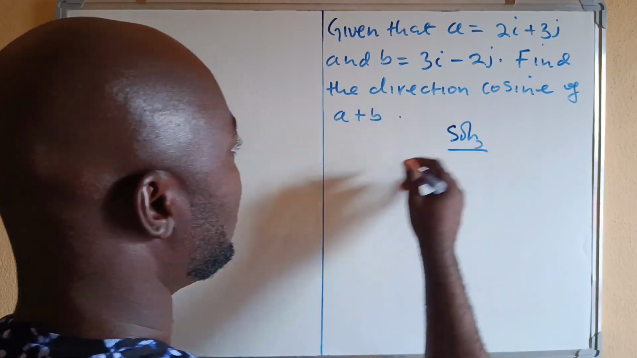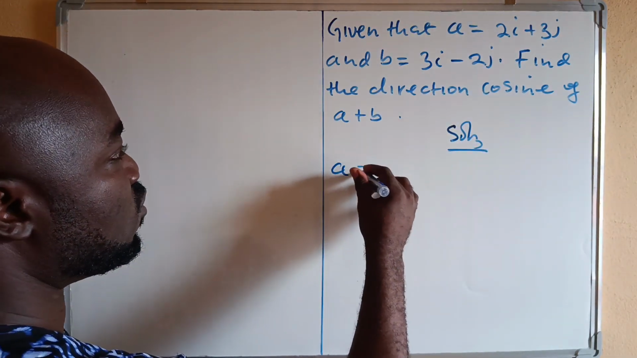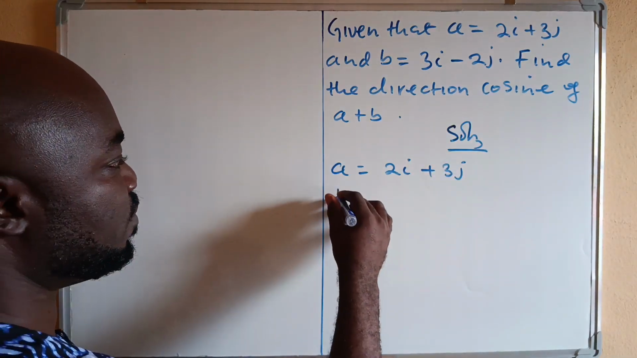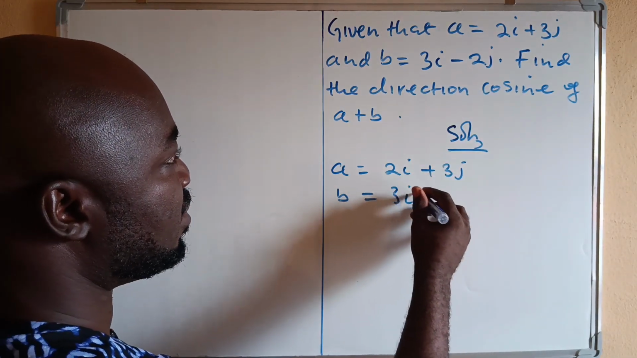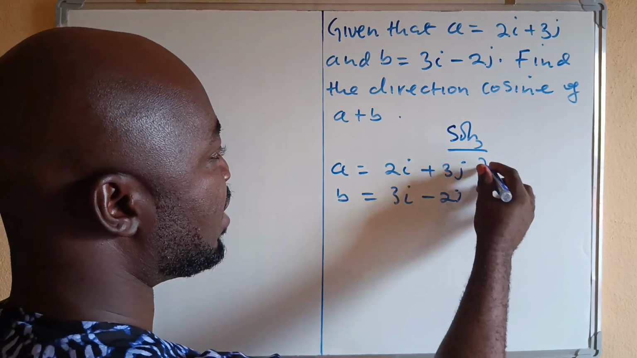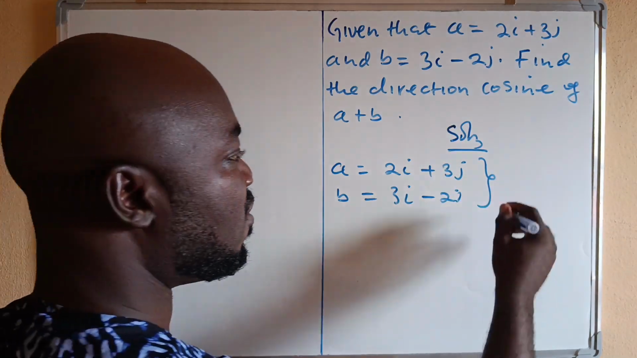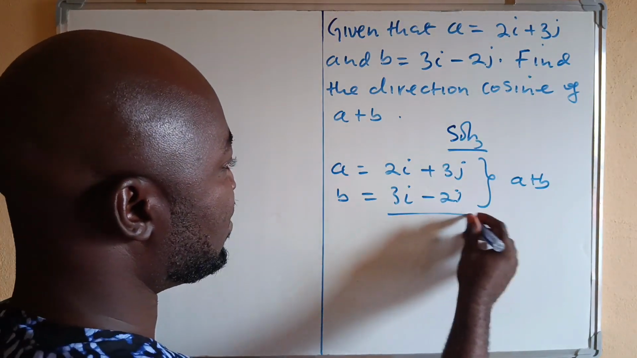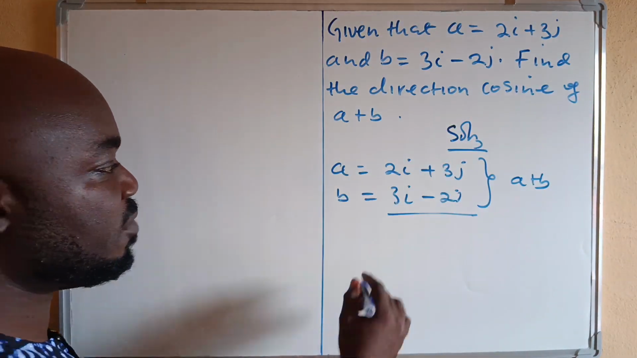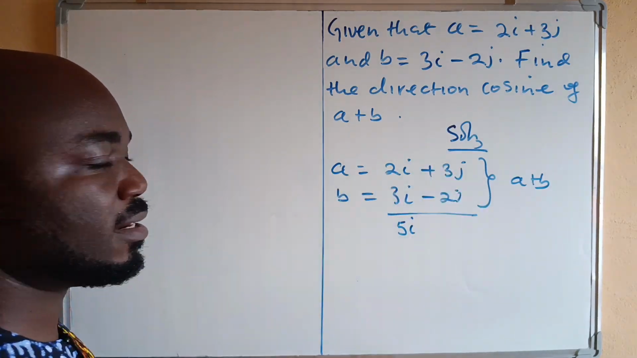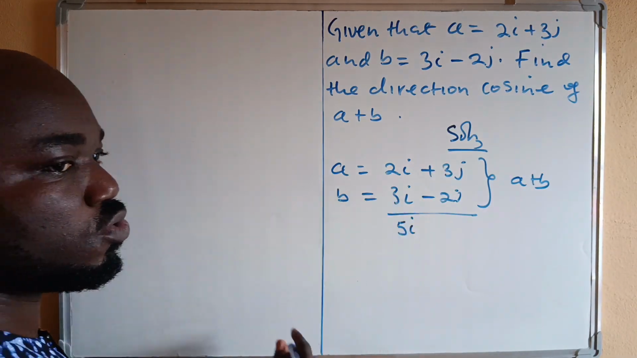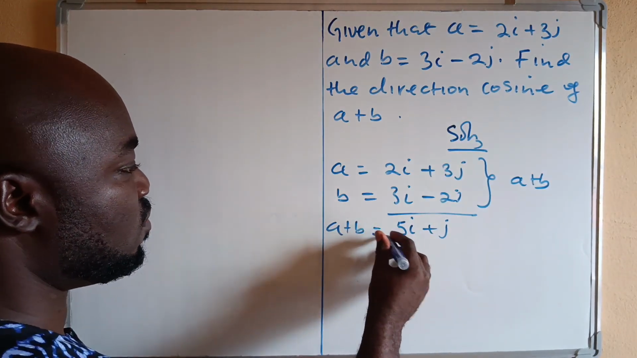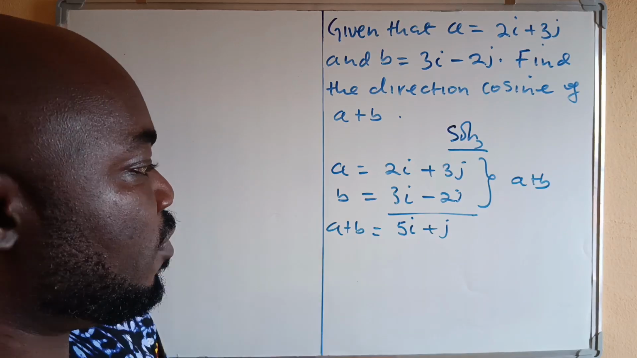Okay, so we have vector A to be 2i plus 3j, and vector B to be 3i minus 2j, and we are asked to find the direction cosine of vector A plus B. So what I will do next is just to sum these vectors. 3i plus 2i will give me 5i, and 3j plus minus 2j will give me plus j. So A plus B will give me 5i plus j.